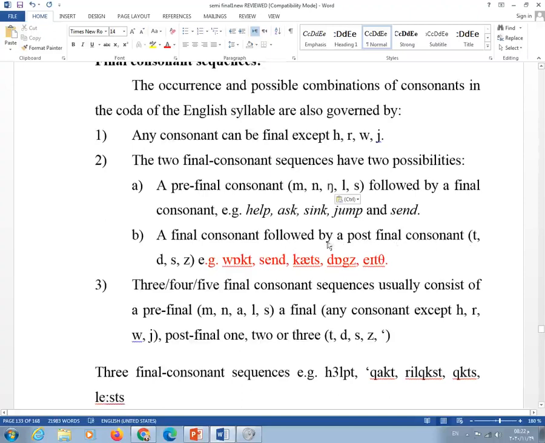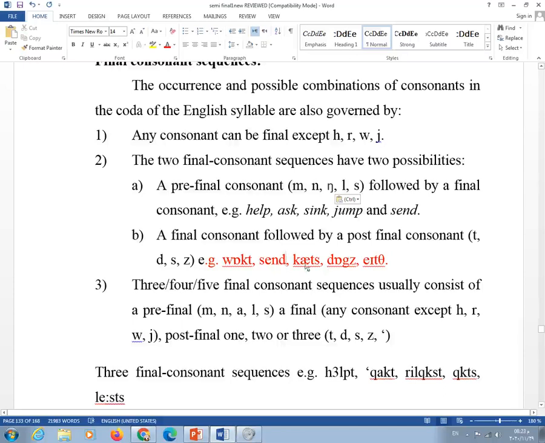When I don't have a prefinal but I have a final and a postfinal, for example the word, it must be one of four. It could be t or d, and it could be s or z. Look at the word work, and if you add the ed it turns into t. Okay, the word send, and the word cats.